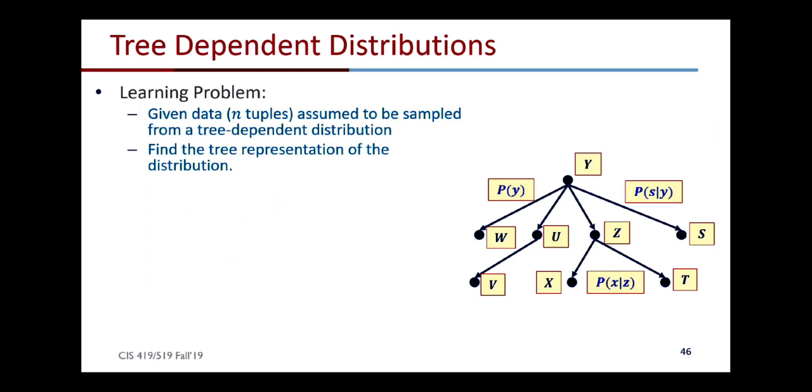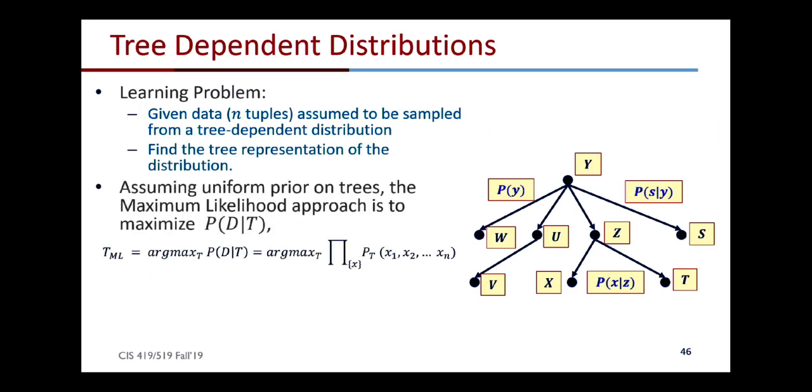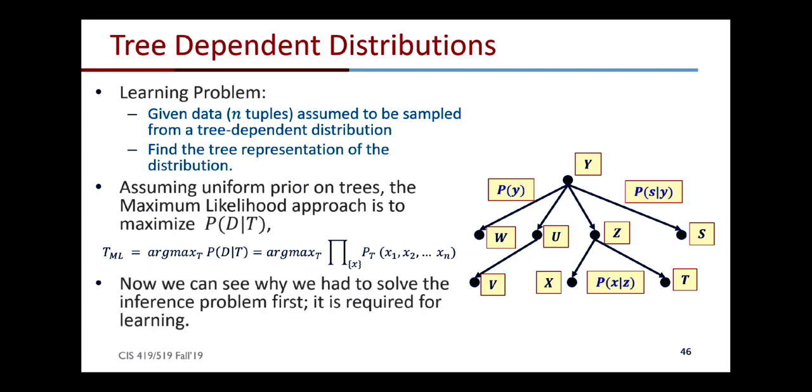Basically, that's what we solve. The most likely tree is the argmax over all trees of P, the probability of the data given the tree, using basically Bayes rule and maximum likelihood. And we assume, as always, that the data points that are given to us are independent.